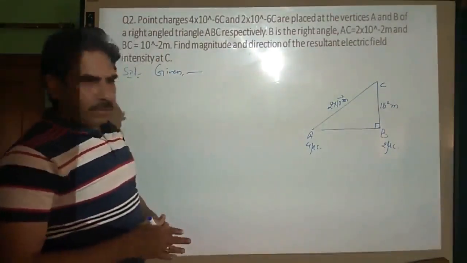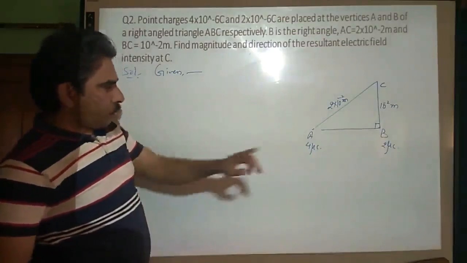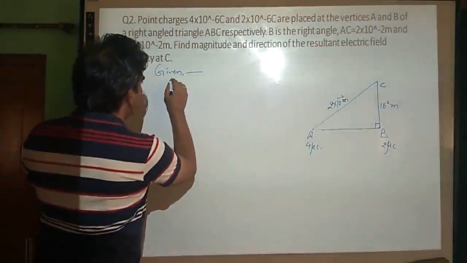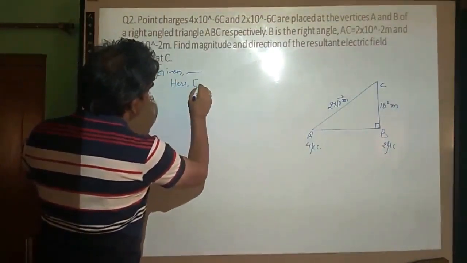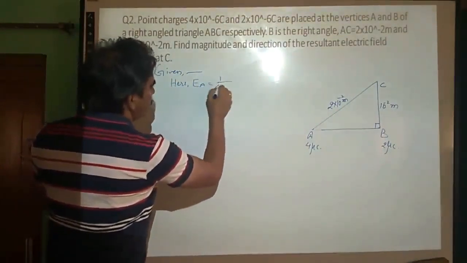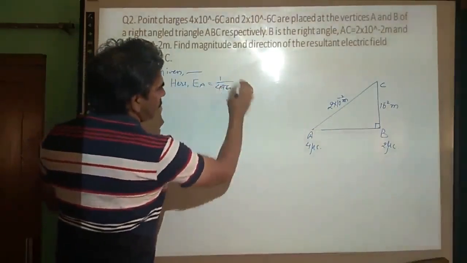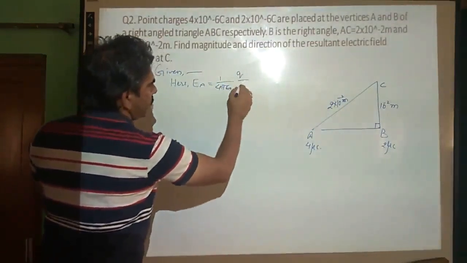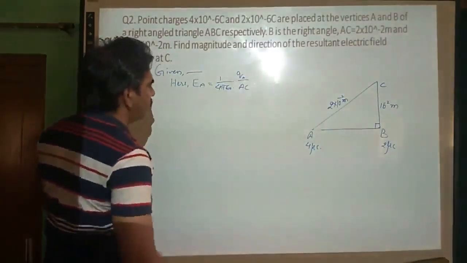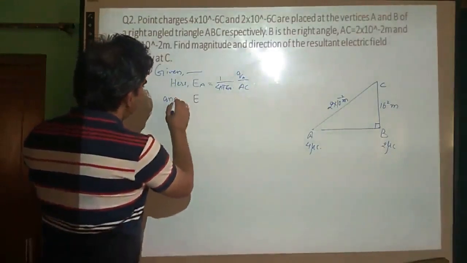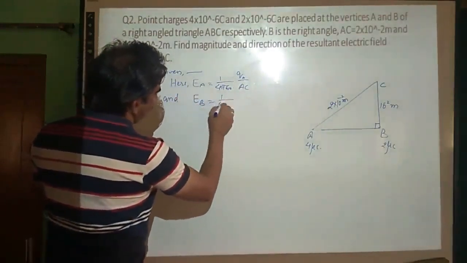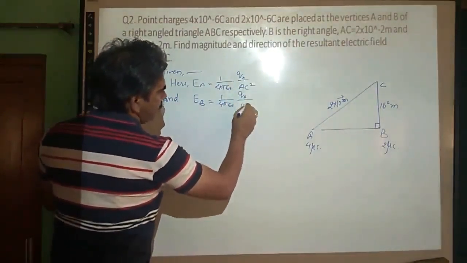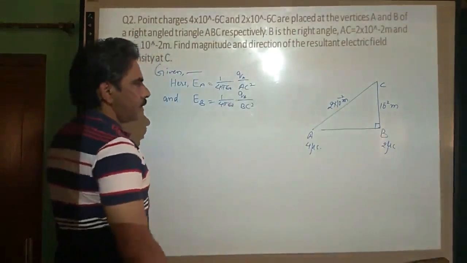First we write the values of electric fields due to charge at point A and charge at point B. So EA is equal to 1 upon 4 pi epsilon naught into charge Q upon R square. So R means AC square here. So it is QA. And EB is equal to 1 upon 4 pi epsilon naught into QB divided by BC square. So it is square here. Keep this thing in mind.